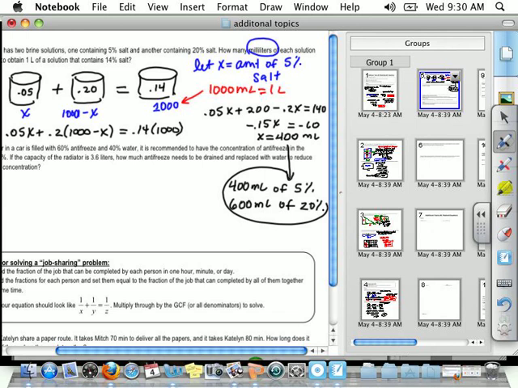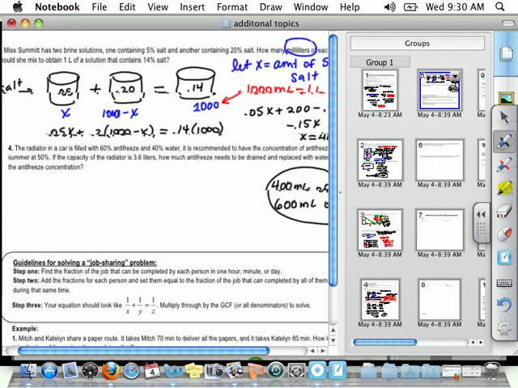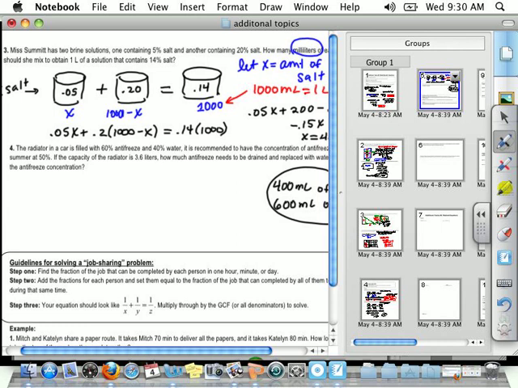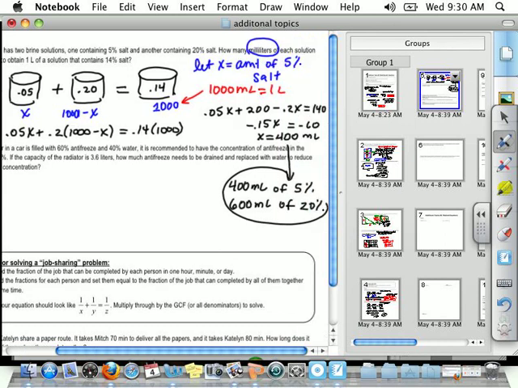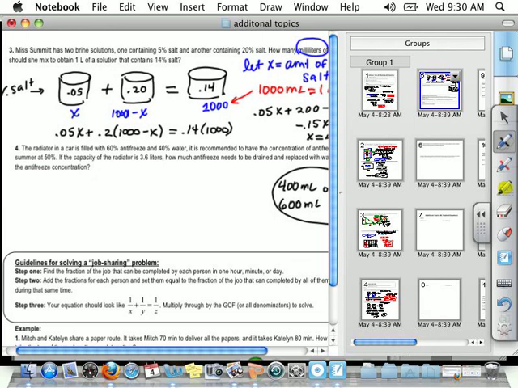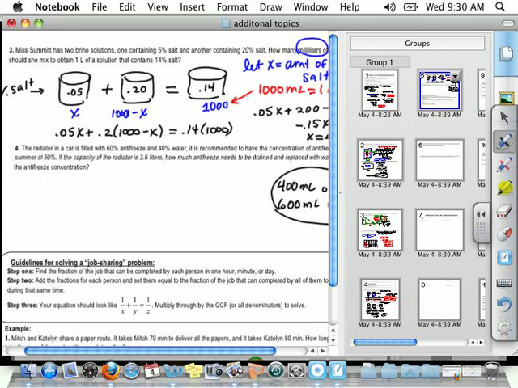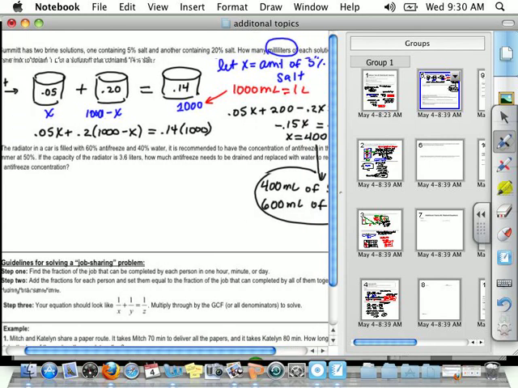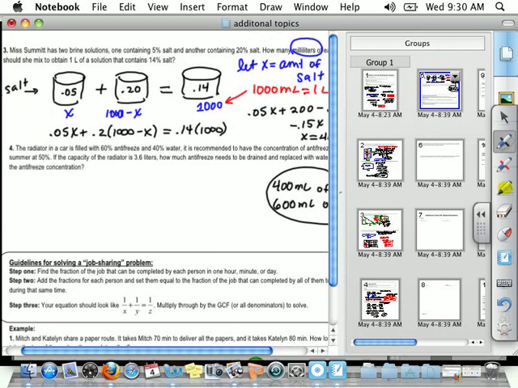Okay, so it says, the radiator in a car is filled with 60% antifreeze and 40% water. It's recommended to have the concentration of antifreeze in the summer to be 50%. If the capacity of the radiator is 3.6 liters, how much antifreeze needs to be drained and replaced with water to reduce the concentration? This is a hard one.